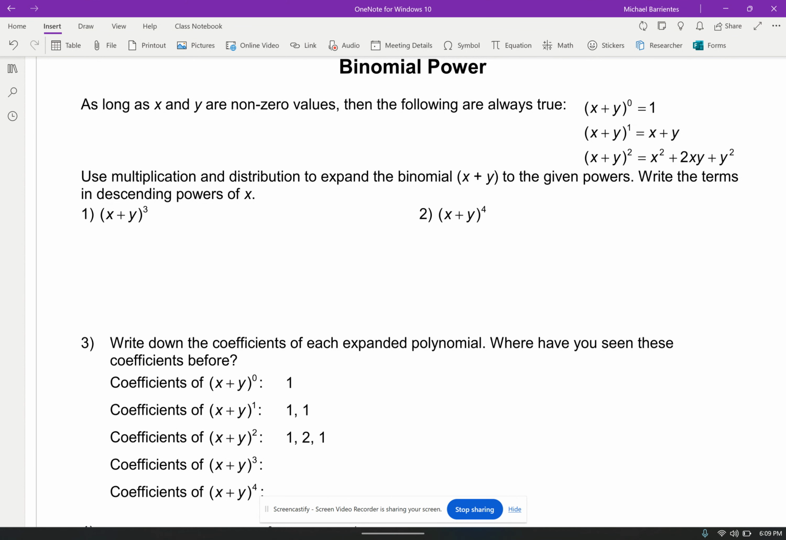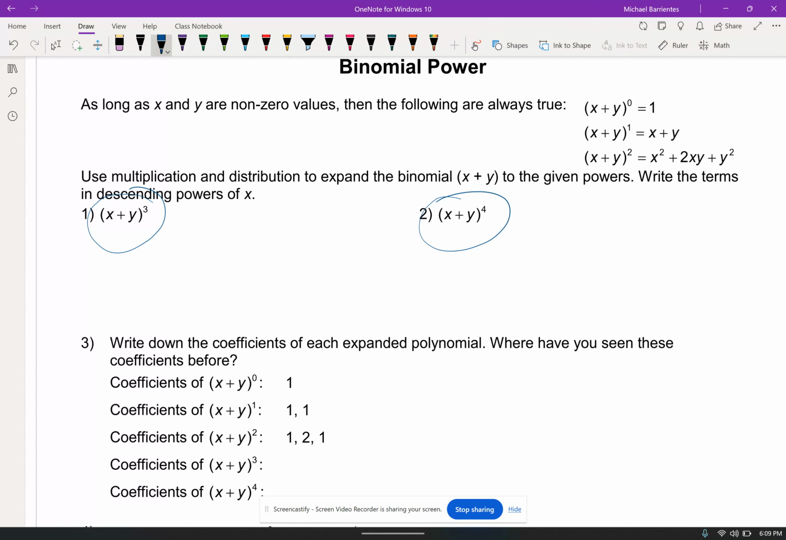All right, here we are. We're going to talk about the binomial theorem and what it's telling us. Remember, the binomial theorem is a way to help us do calculations like this in a very, very quick manner. And the way it works is pretty straightforward.